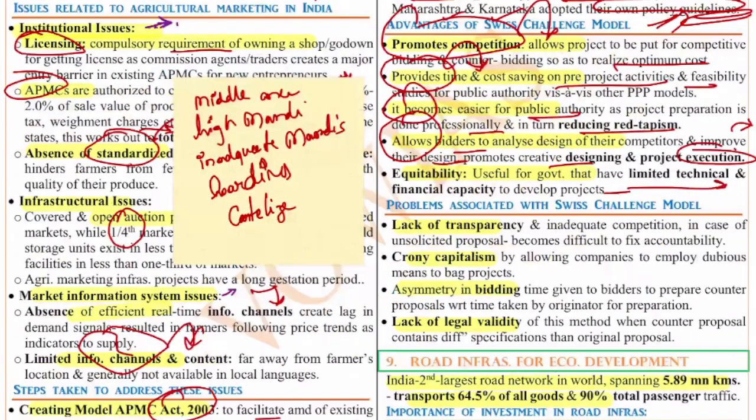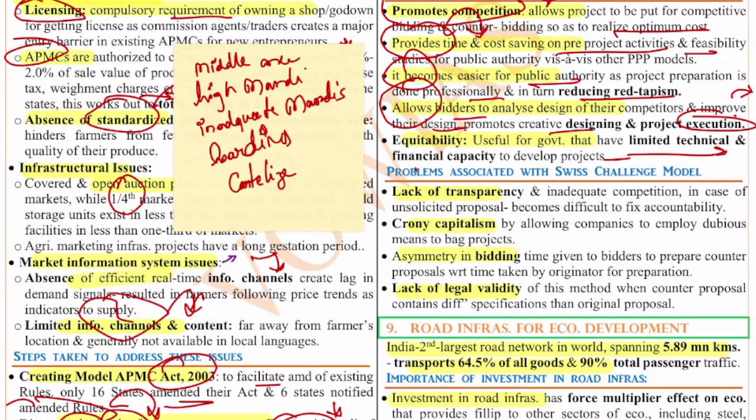But this has a lot of problems. They are lack of transparency in the whole process and inadequate competition in the sectors. Also crony capitalism, by allowing companies to employ dubious means to bag projects, asymmetry in the bidding, and the time given to the bidders to prepare the counter proposals with respect to time taken by organizers. So this is very asymmetric.